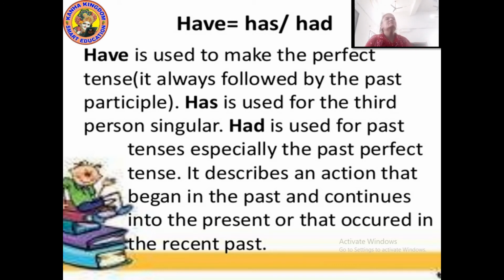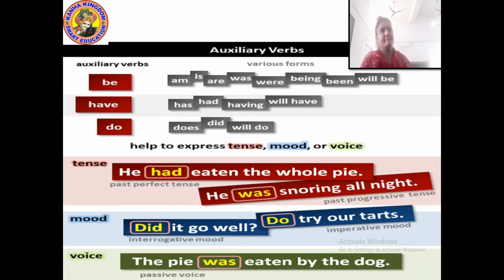Moving further with the same topic, auxiliary verbs. You have made a table. I have told you about the table of 23 verbs. Further, I am explaining to you where has, had, was are used as per the mood, tense and voice. Okay.